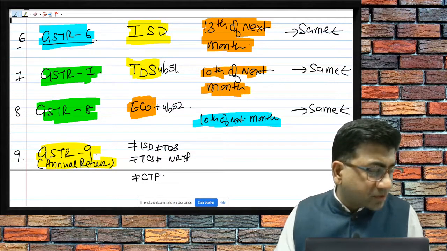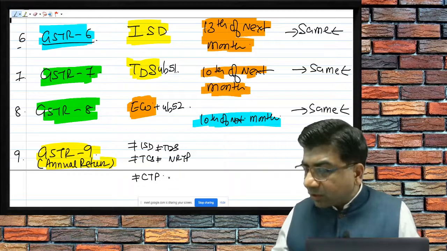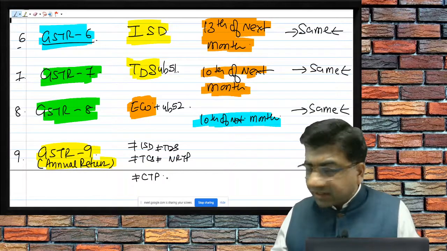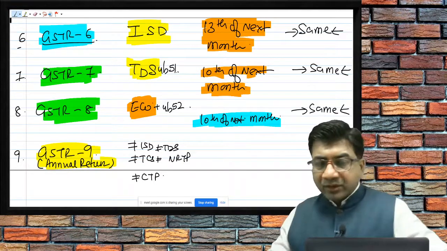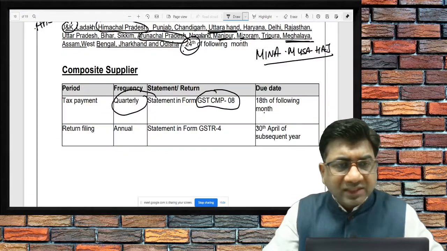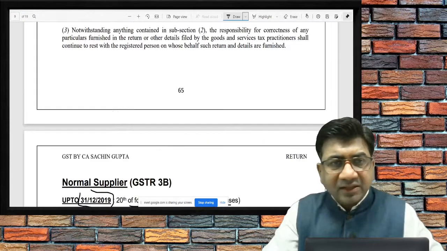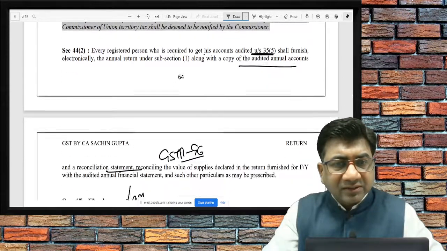Yes, and the composite dealer is also not required to file GSTR 9. But obviously he is required to file GSTR 9A. So should I write here also? Let me check the language of the theory. Just a second, guys. First, we need to go to GSTR 9, so that there is no confusion.